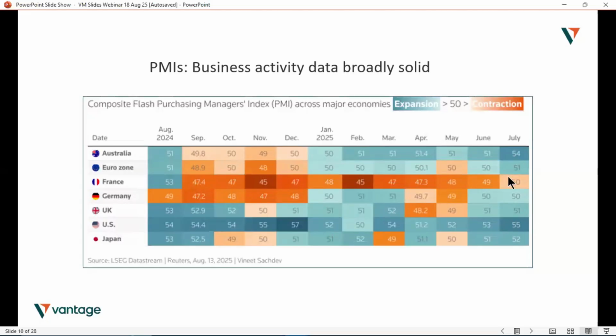You can see blue means numbers above 50, which is expansionary territory, and red numbers are below 50, which is contractionary territory. So it's a nice matrix, blue and red, I should say, with the different PMIs that we have seen across the last year or so.